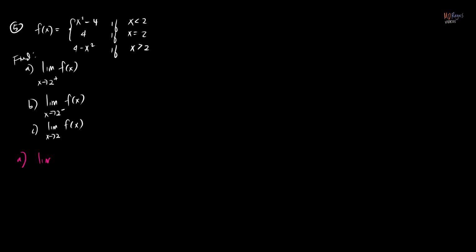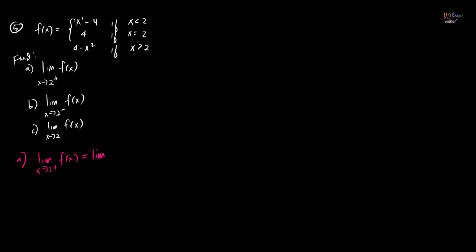Letter A, limit of f of x as x approaches 2 from the right. You see that f of x is defined by 3 expressions. So which of the 3 expressions do we choose? Okay, we evaluate the limit of which of the 3 expressions. Is it the limit of x squared minus 4, or the limit of 4, or is it the limit of 4 minus x squared? So as x approaches 2 from the right, remember that x is approaching 2 from the right. So it means to say that we are actually substituting numbers that are greater than 2 in the function.